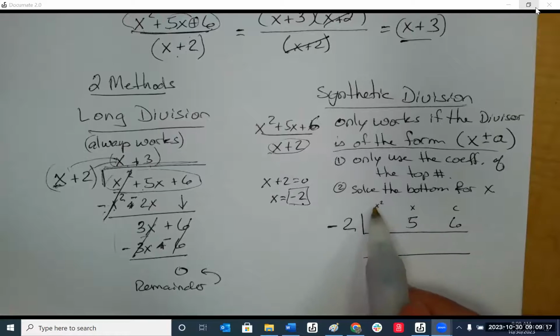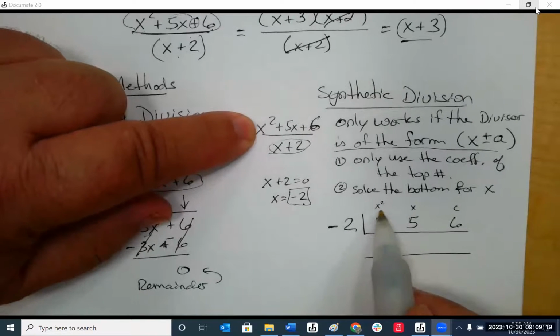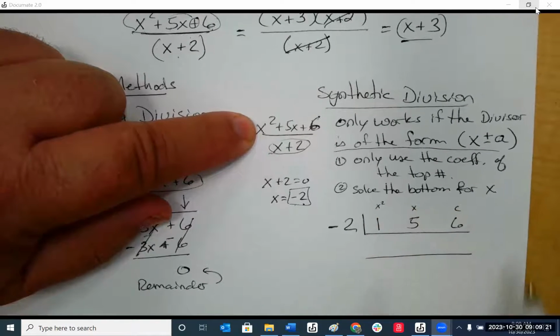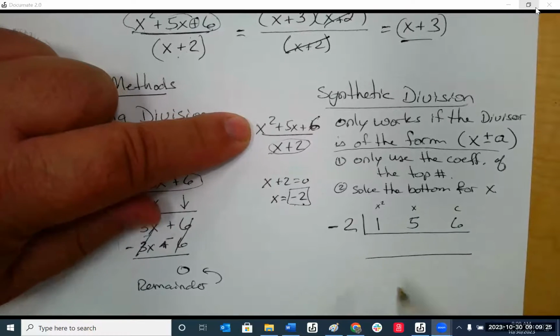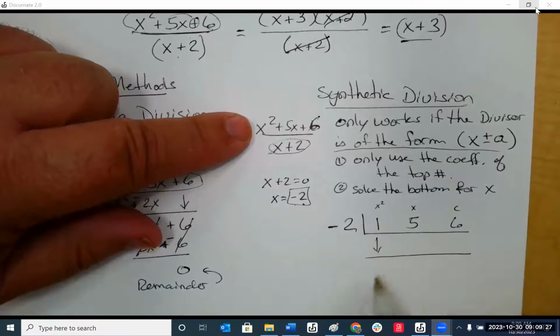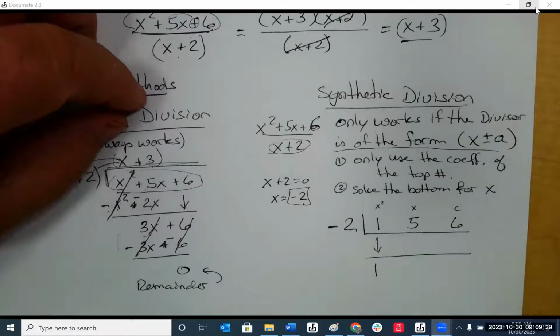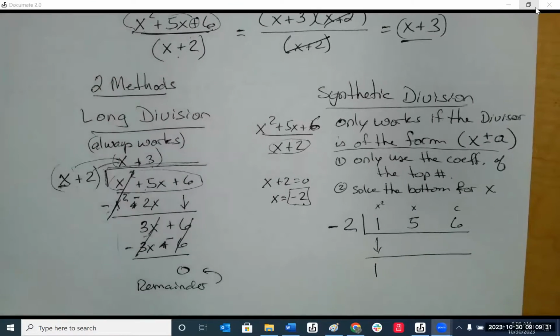You have to make sure that you start off with the highest exponent and each column is allocated. If you're missing one, then you have to put a 0 there. Start off by bringing down the first term. Now it's only a process of multiplication, addition.